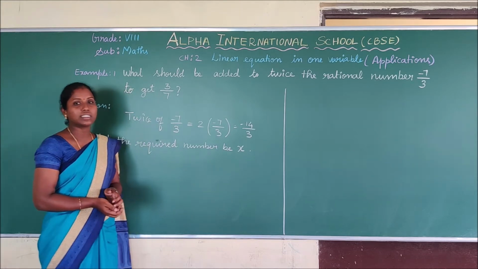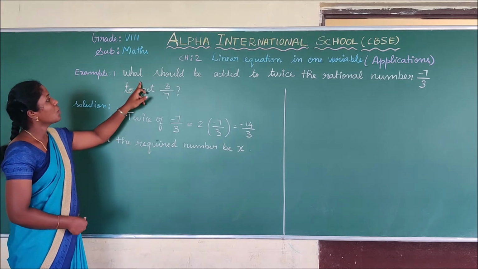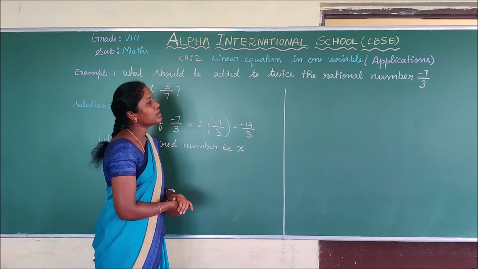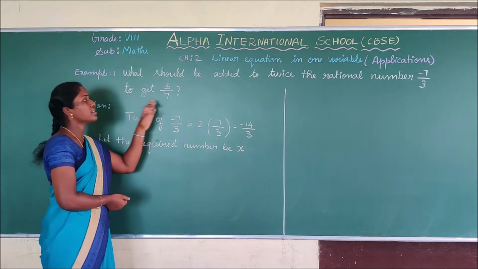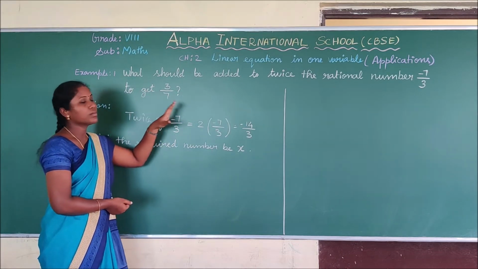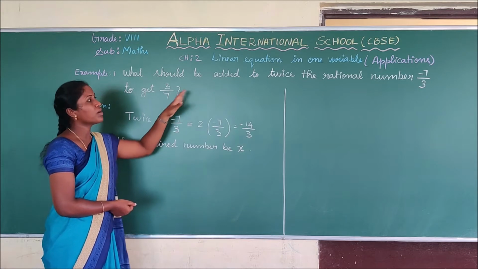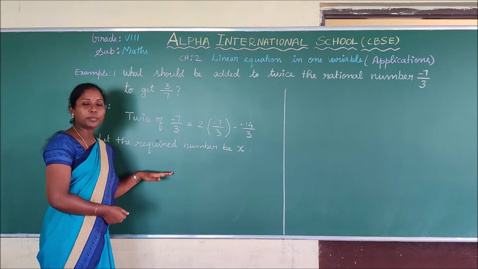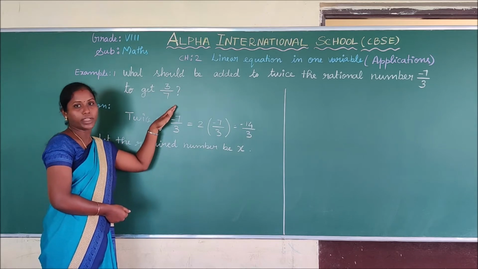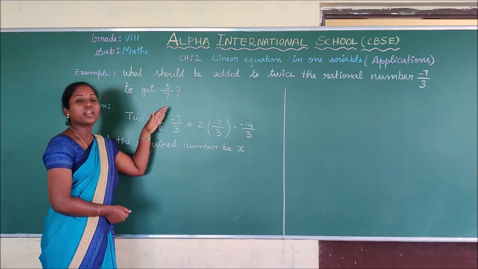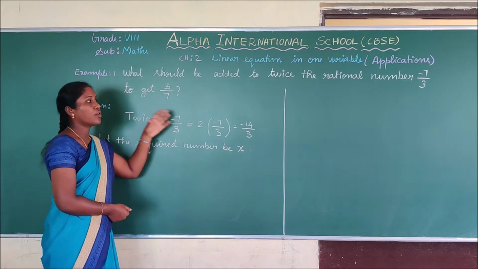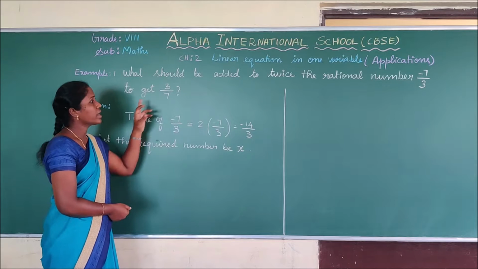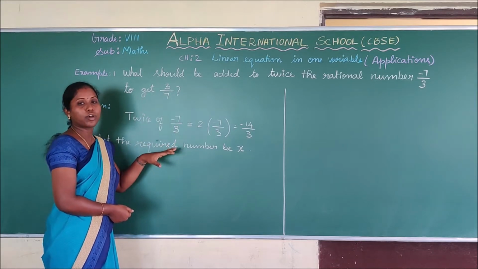So here is the first example problem. What should be added to twice the rational number minus 7 by 3 to get 3 by 7? Here the problem is given in the form of a statement. While solving such problems, read the question twice. Understand the question and form the linear equation. If you form the linear equation, then the problem is easy to solve.